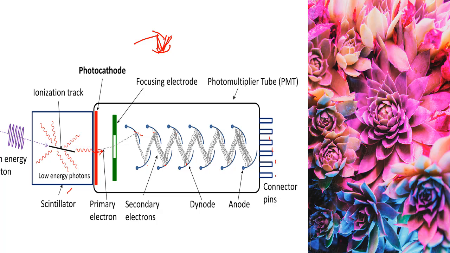At the end, you will get a number of electrons which are collected here. This is the anode. We will connect a counter here, and in this counter we will note the electrons. By collecting those electrons, we will estimate the radiation, whether it is alpha, beta, or gamma.